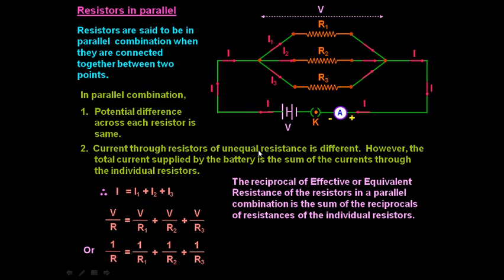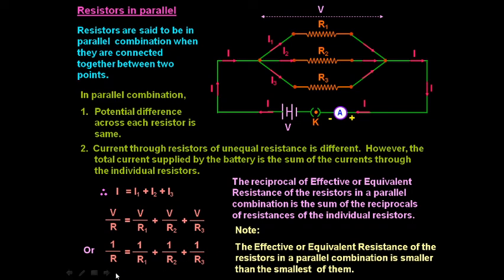When the resistors are connected in parallel, 1 upon R is equal to 1 upon R1 plus 1 upon R2 plus 1 upon R3 and so on, for the number of resistors connected. The effective resistance of resistors in parallel combination is smaller than the smallest of them. One point again to remember: in parallel combination the net resistance is smaller than the smallest resistance, but in series the effective resistance is larger than the largest resistor. So it means in order to get a larger value, we connect the resistances in series. In order to get the lowest value, we connect the resistances in parallel.